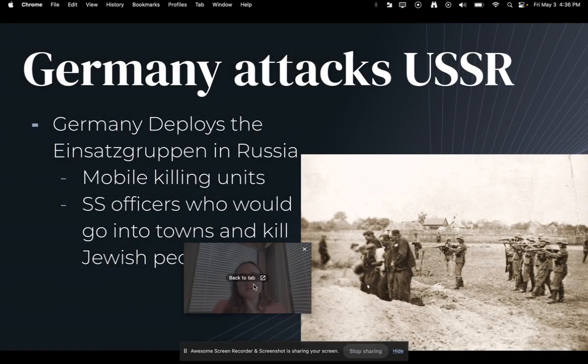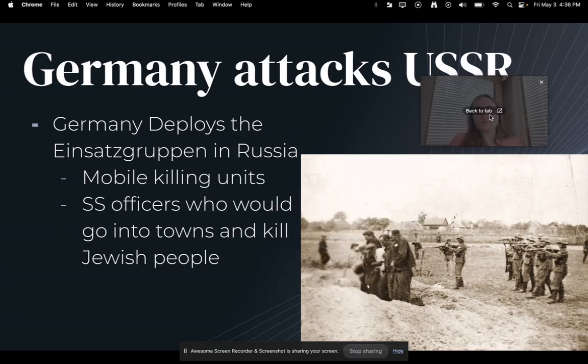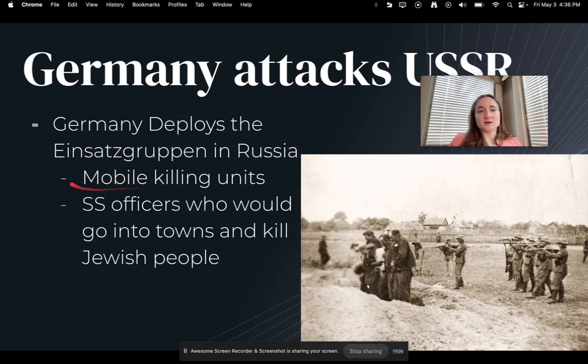He wanted this so badly that he actually deploys a specialized group called the Einsatzgruppen into Russia. The Einsatzgruppen is a mobile killing unit, as you can see here. So SS officers, which would be these people right here, would go town to town. They would gather up any Jewish person they found, line them up, and kill them, just like what's going to happen in this picture right here.